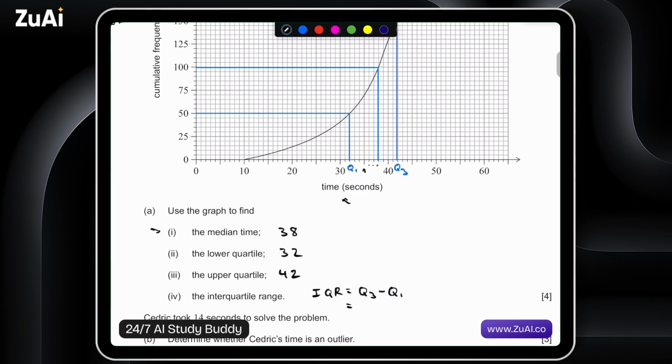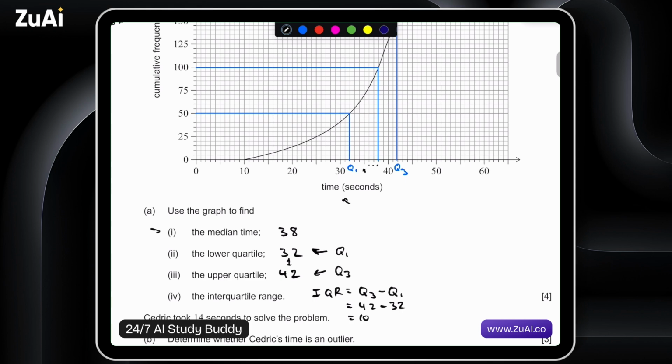So this is Q1 right here, and this is, of course, Q3. So we have 42 minus 32, so IQR is equal to 10 seconds. So what that means is that 50% of the students took between 32 seconds and 42 seconds. That's our IQR.